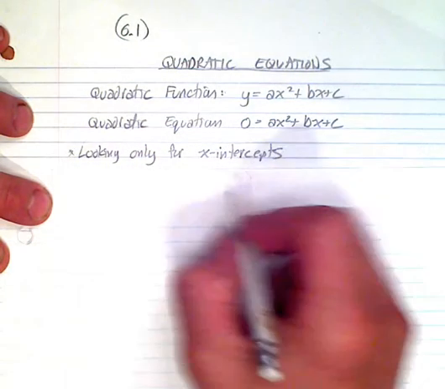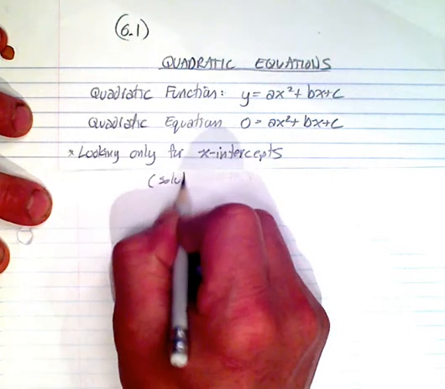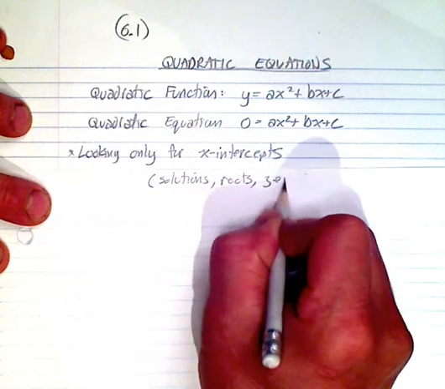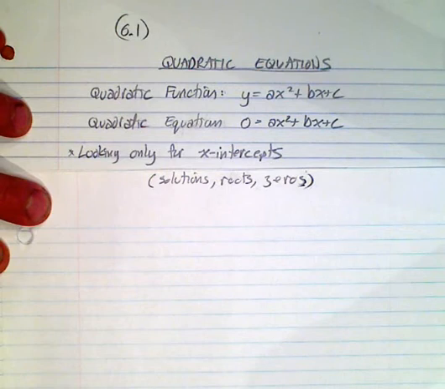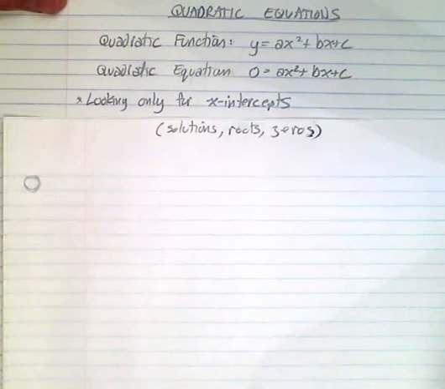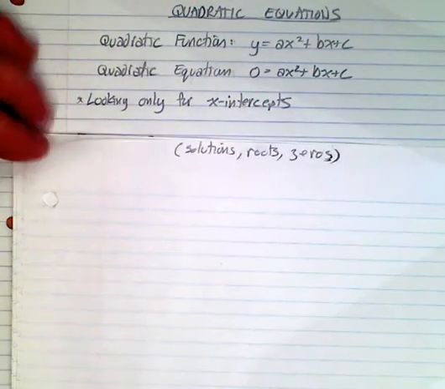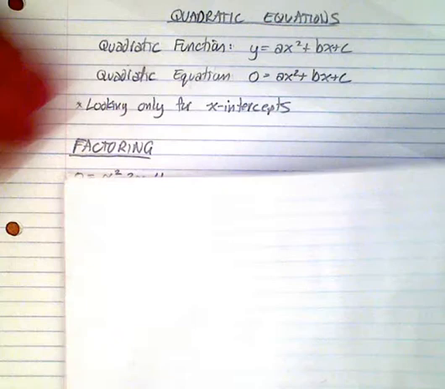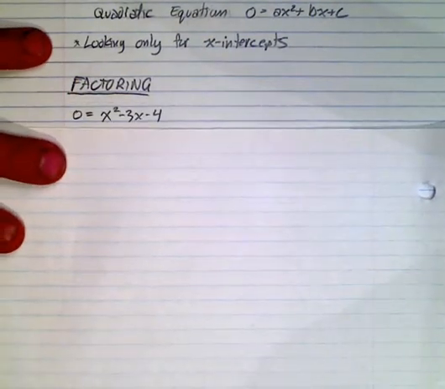Now, don't forget that those are not just x-intercepts, but also called solutions, right? They're also called roots. They're also called zeros, okay? So there's a bunch of different names for what we call solutions or x-intercepts. Now, the first thing we're going to look at is factoring these things, because we've already looked at this many times. We've looked at finding those x-intercepts, and the easiest thing is factoring.